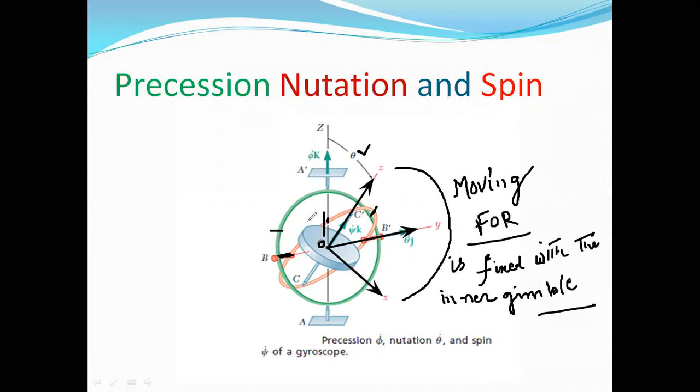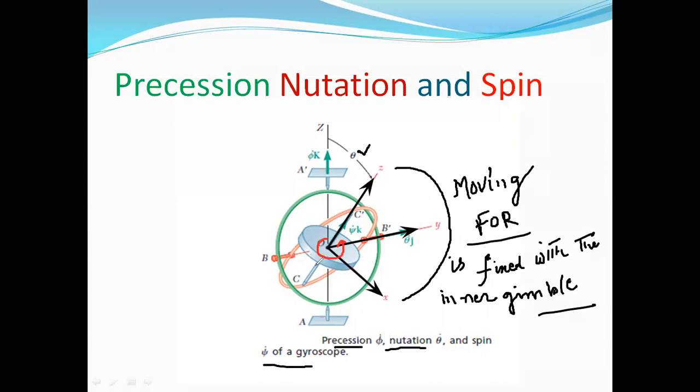So there are two motions that the inner gimbal can have. The inner gimbal can have nutation, the inner gimbal can have precession, but the inner gimbal cannot have the spin. The inner gimbal cannot spin. The reason is very simple: spin is associated with the disc. Let me clean the figure first. If you look at the figure, spin is associated with the disk. So the disk is spinning.